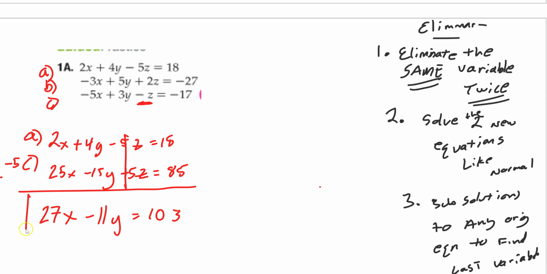So that's my first new equation. Box it, that's my new equation: 27x minus 11y equals 103. Now I gotta do it again. The key to this is to get rid of the same variable twice. I got rid of z, so I gotta do it again.